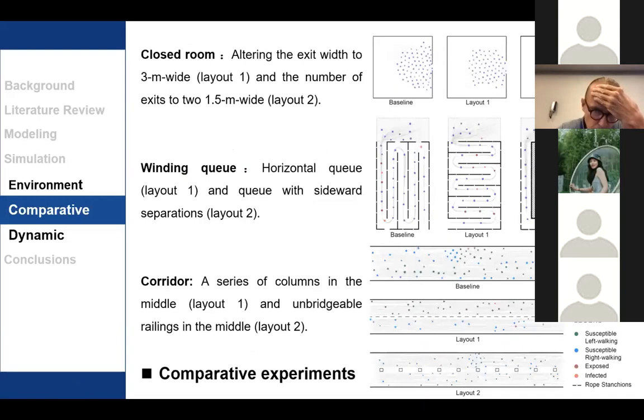We design 2 comparative layouts for every scenario. For the closed room, we alter the exit width to 3 meters wide and the number of exits to 2 of 1.5 meters wide. For the vending queue, we design a horizontal queue and a queue with sideward separations. For the corridor, we put a series of columns in the middle and railings in the middle.